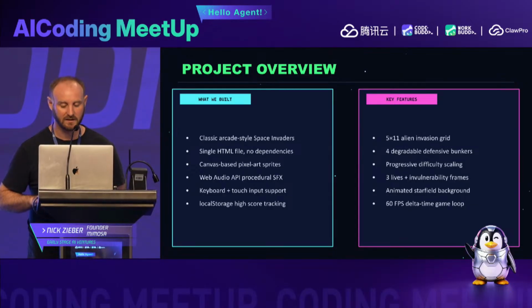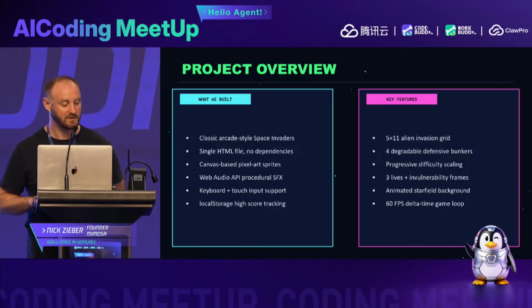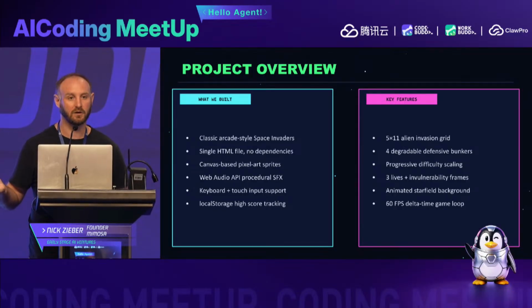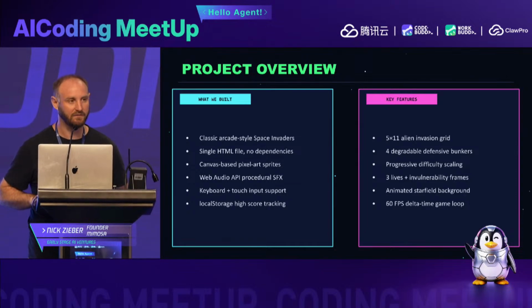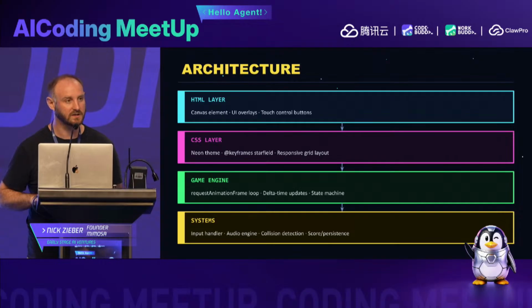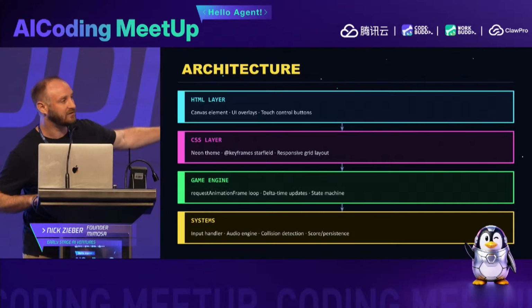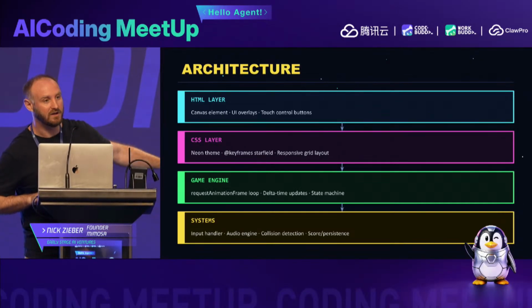I didn't have to explain the architecture, but it's an arcade-style game, single HTML file, no dependencies, canvas-based pixel art sprites. So sometimes, like what we saw Derek share earlier, if you want to go a step further, you can generate your own art for the sprites. But typically, if you're doing just a quick one-shot game, you want it to be able to render the graphics without having to make a second step. So the architecture of the game is just these 4: HTML, CSS, the game engine, and the systems.